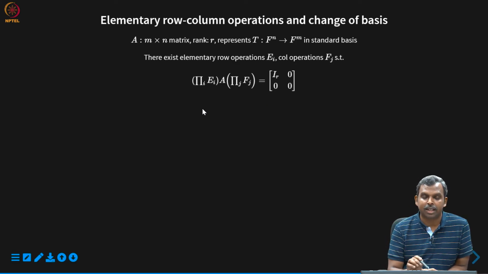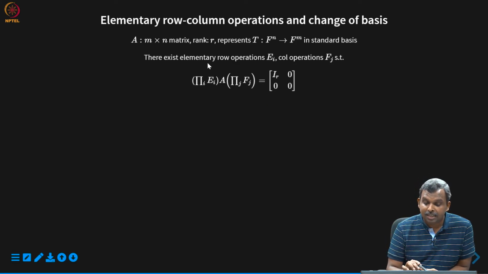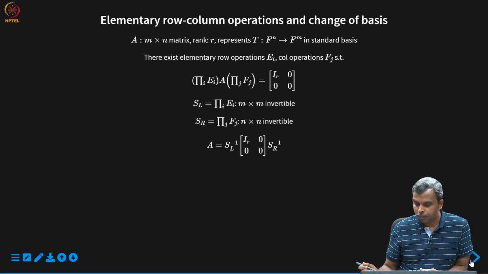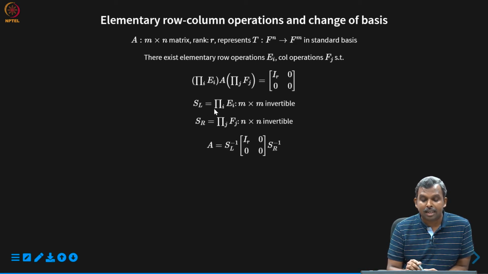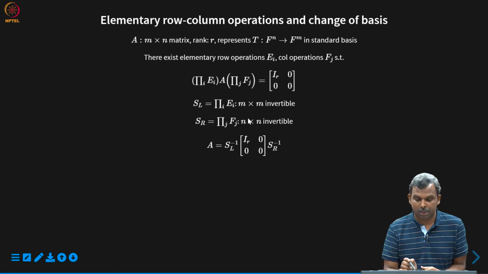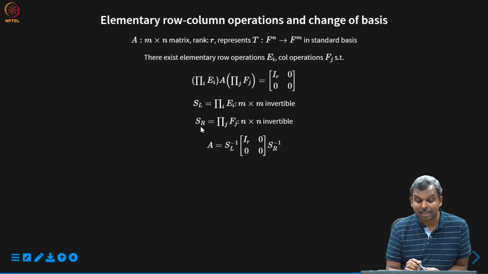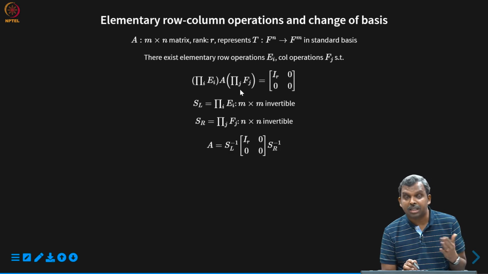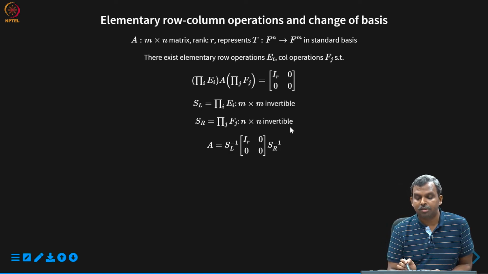Why is that? Take a look at this. We know that there exist elementary row operations and column operations, Ei and Fj, such that the product of Ei on the left and the product of Fj on the right with A gives you the simplest form. Now what else do you know? If I define SL as the product of the row operation matrices, I get an M cross M invertible matrix. Similarly, if I define SR as the product of all the column operation matrices, I will get an N cross N invertible matrix.